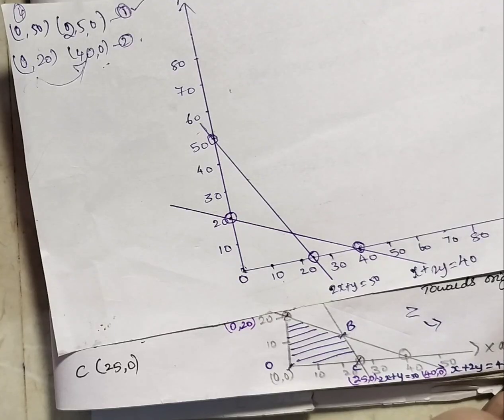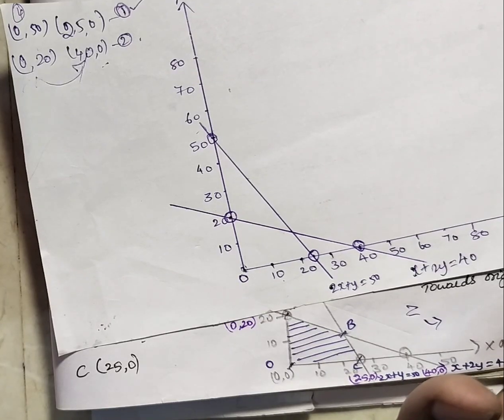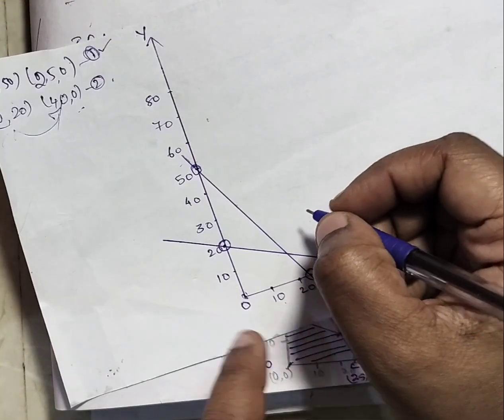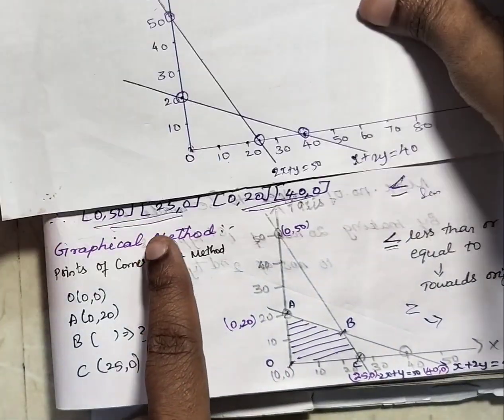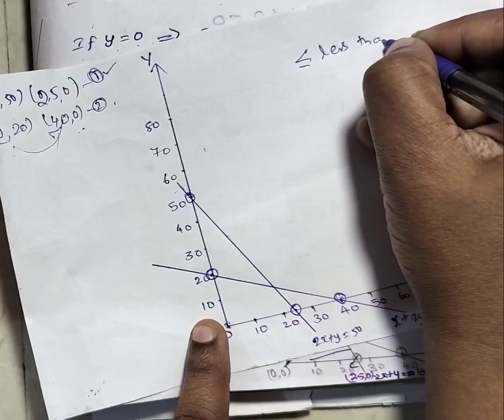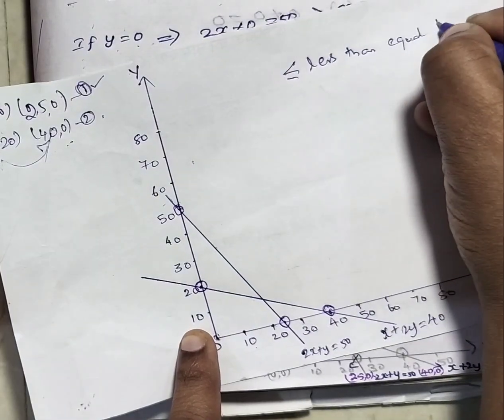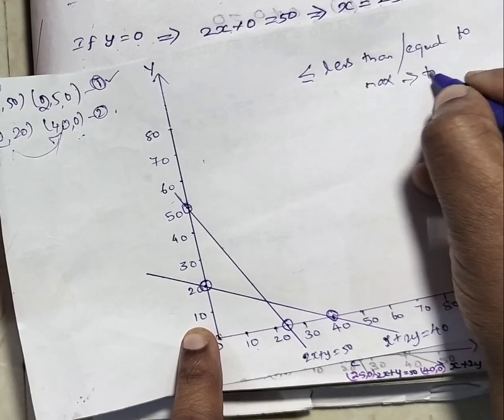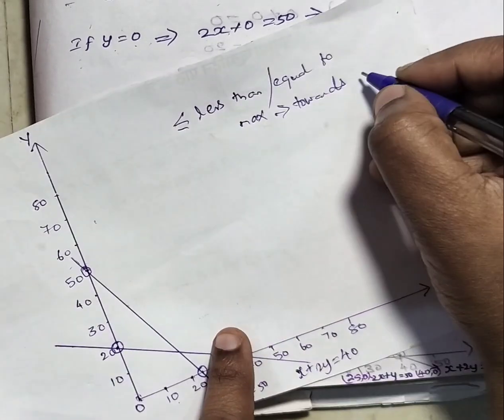From those points we are going to find the maximum number of cakes. This is a maximization function, so less than or equal to is there. Maximization function means towards the origin. This is the rule.